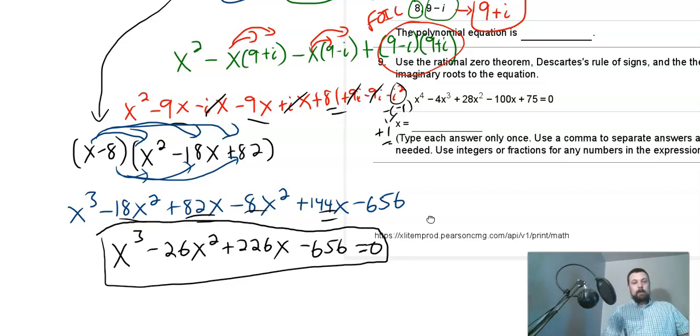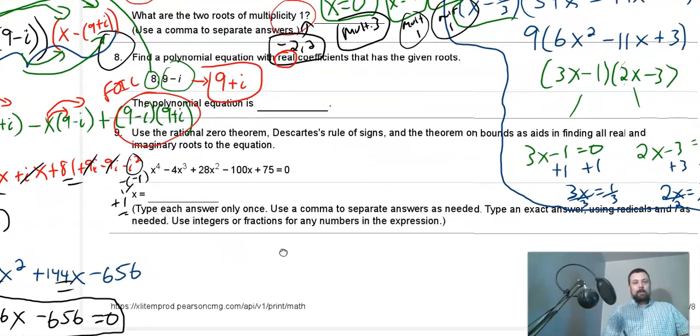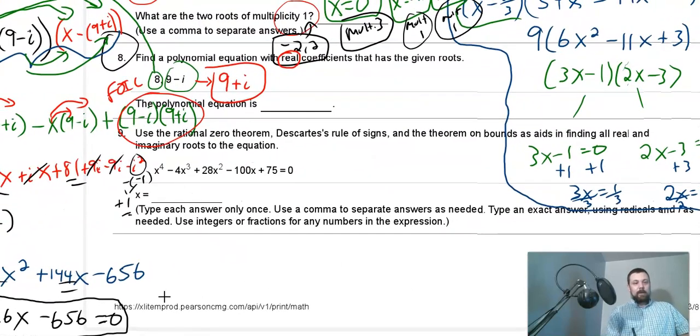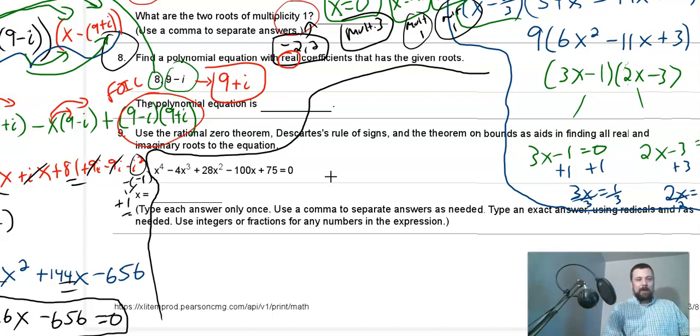All right, let's take a look at number 9, the last one on the page. And I guess we'll try to put the work in this space right here that we have available. So we have x to the fourth power minus 4x to the third power plus 28x squared minus 100x plus 75 equals 0. We want to find the roots of this equation, which is going to require us to do the p's and q's again and do synthetic division again.